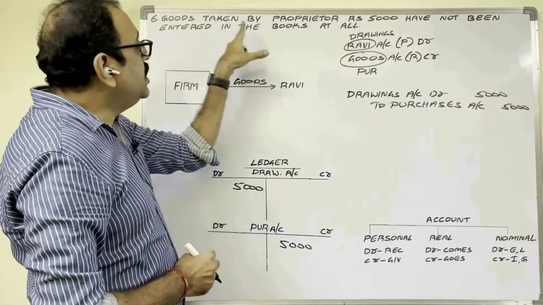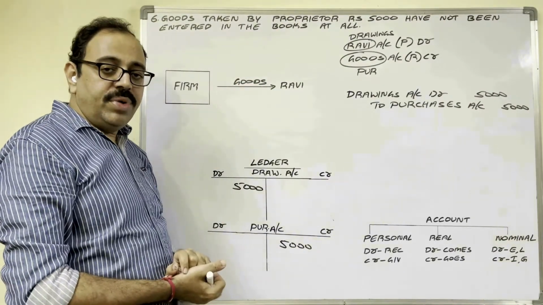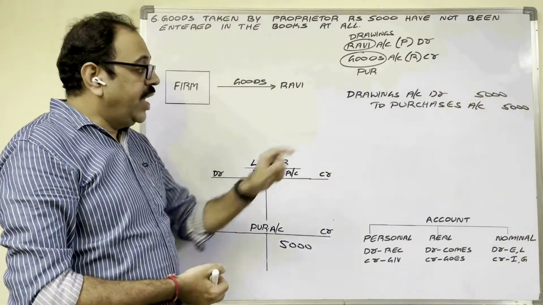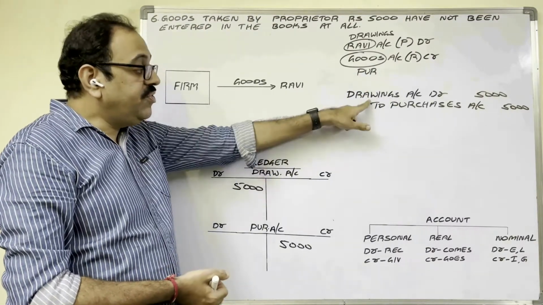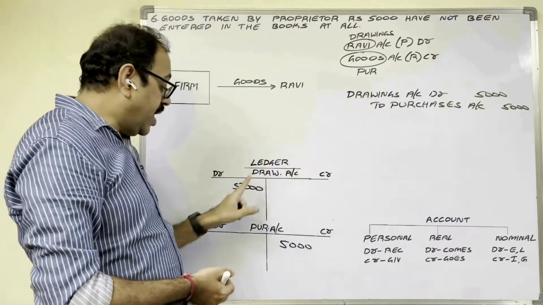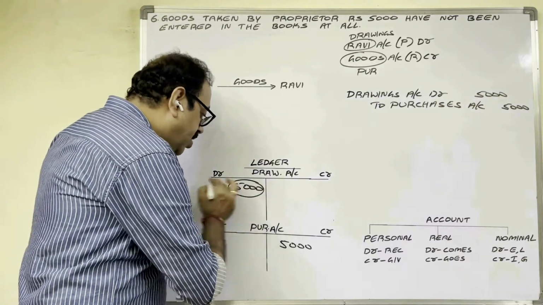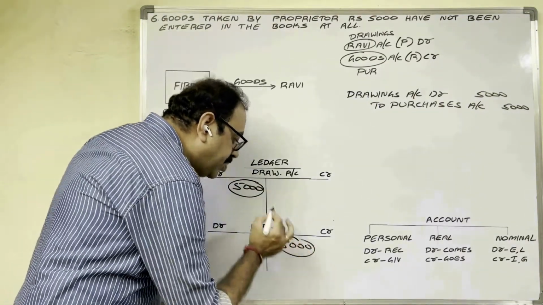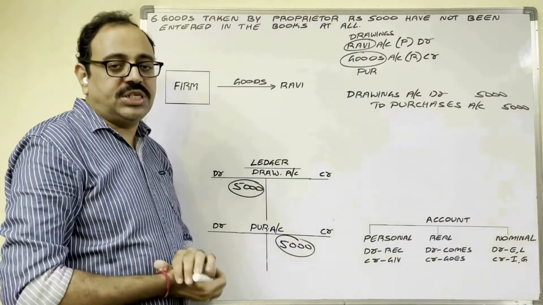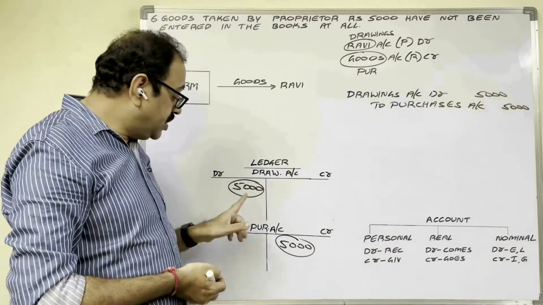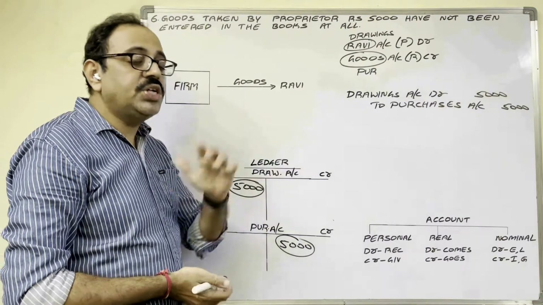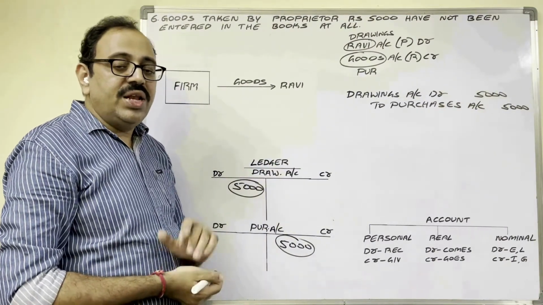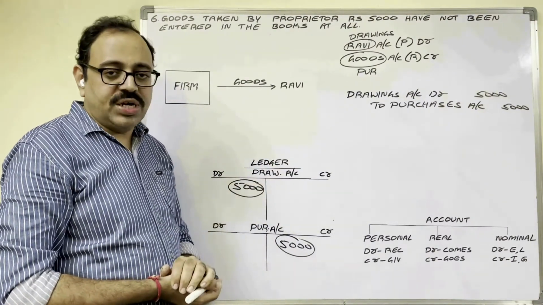The transaction has not been entered in the books at all. Means in journal, accountant has not recorded this entry. When this entry is not recorded, nothing was posted in drawings account and in purchases account. This is a mistake. So mistake is in two accounts. Therefore, while writing rectification of error entry, we need not use suspense account word.